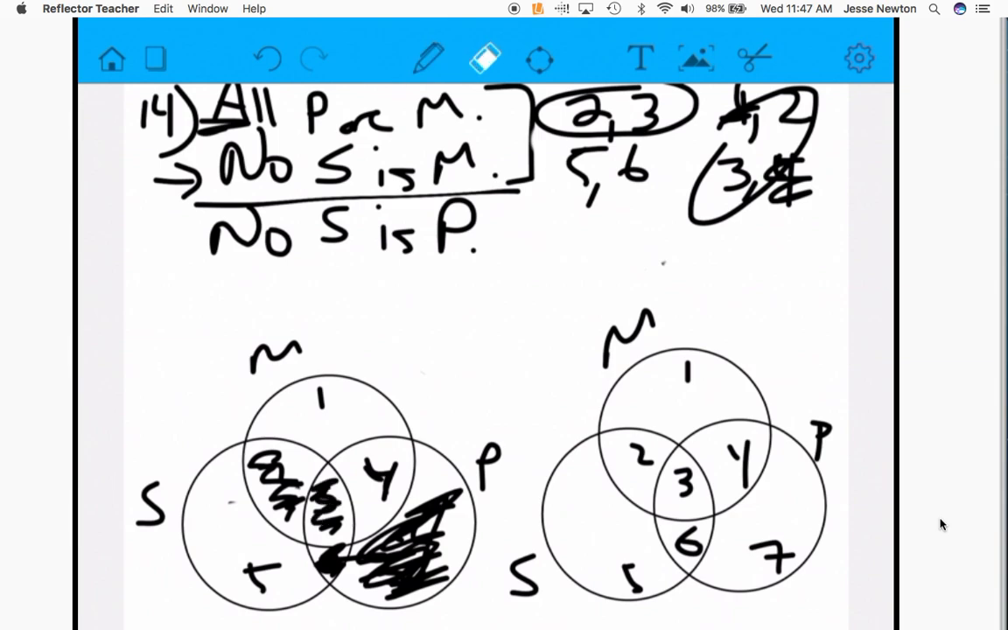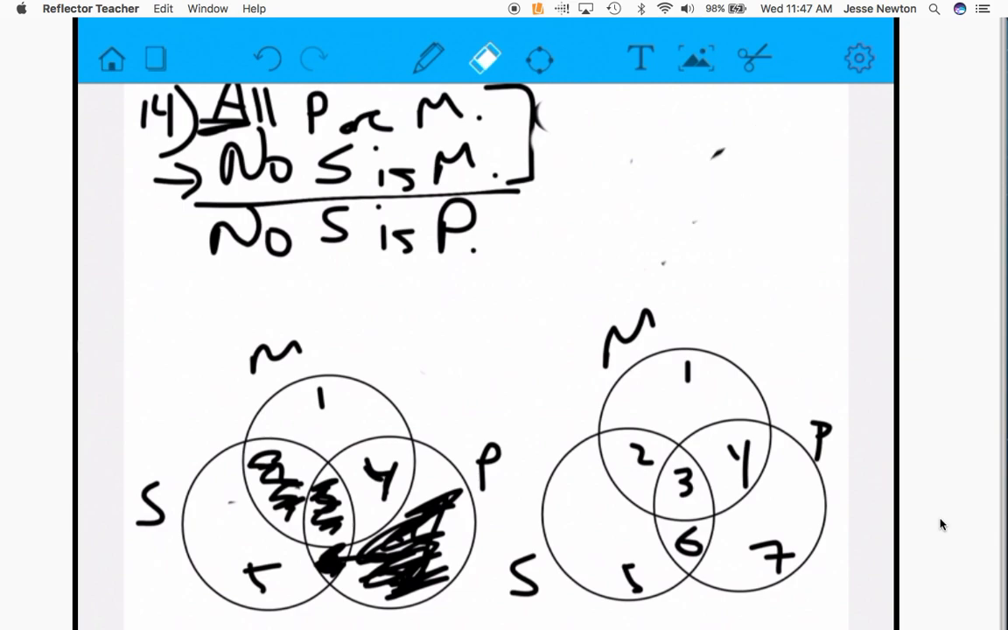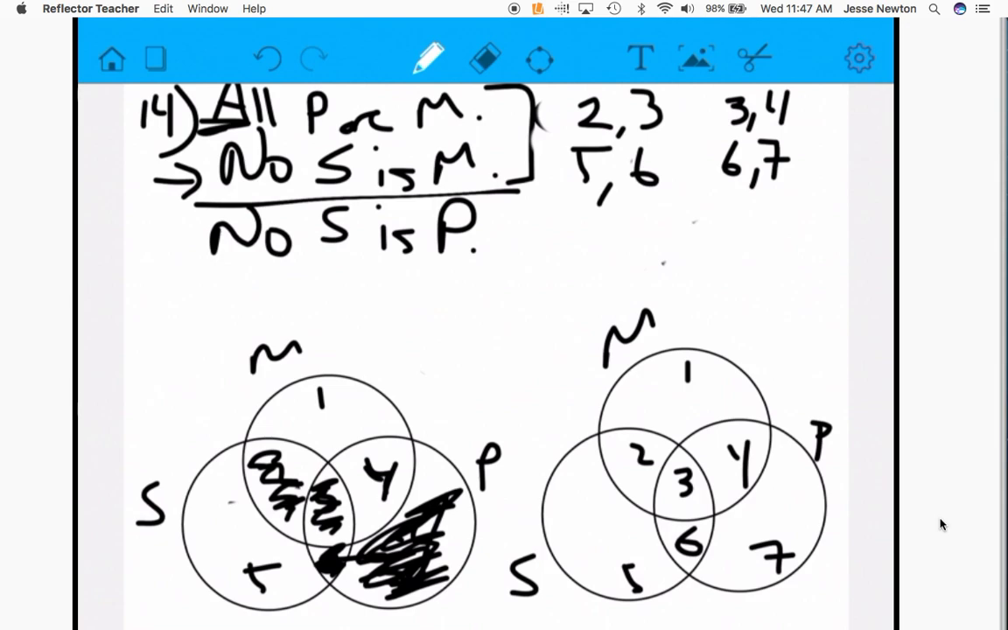Finally, we come to the conclusion. And with the conclusion, we're saying no S, which is 2, 3, 5, and 6, is P, 3, 4, 6, and 7. And what we do is we circle the regions of overlap, which is 3 and 6. And we're saying no to 3 and 6. So we say no to 3, we say no to 6.